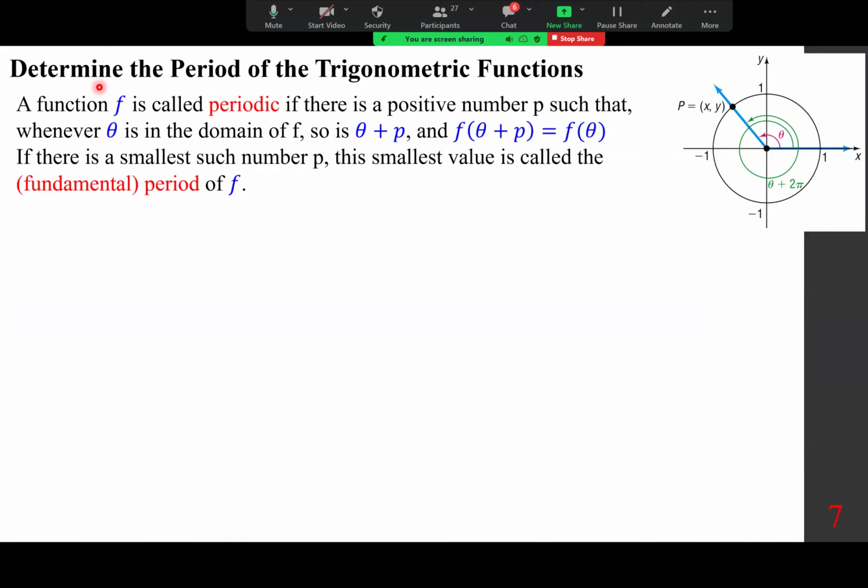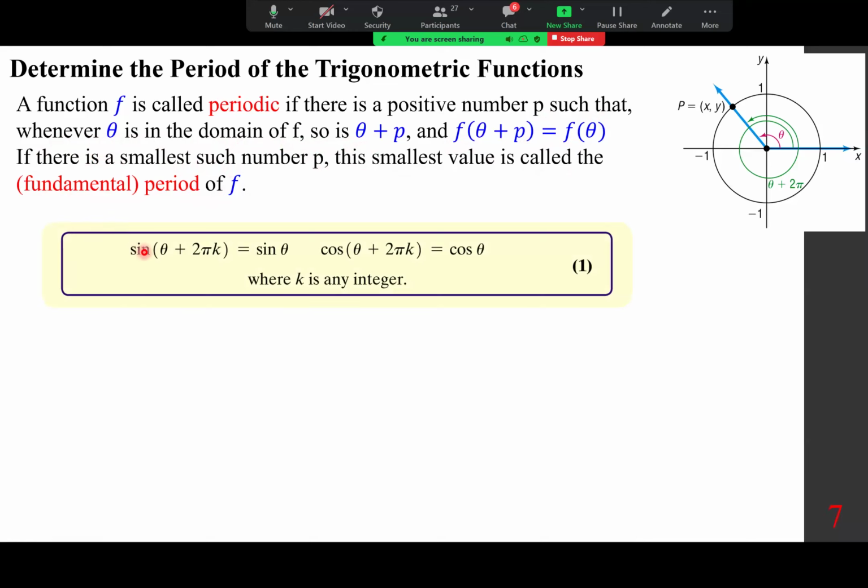All right, let's look at this page and the summary of that. Determine the period of the trigonometric function. So first and foremost, a function f is called periodic if there is a positive number p such that whenever theta is in the domain of f, so is theta plus p, and f of theta plus p equals f of theta. If there is a smallest such number p, the smallest value is called the fundamental period of f.